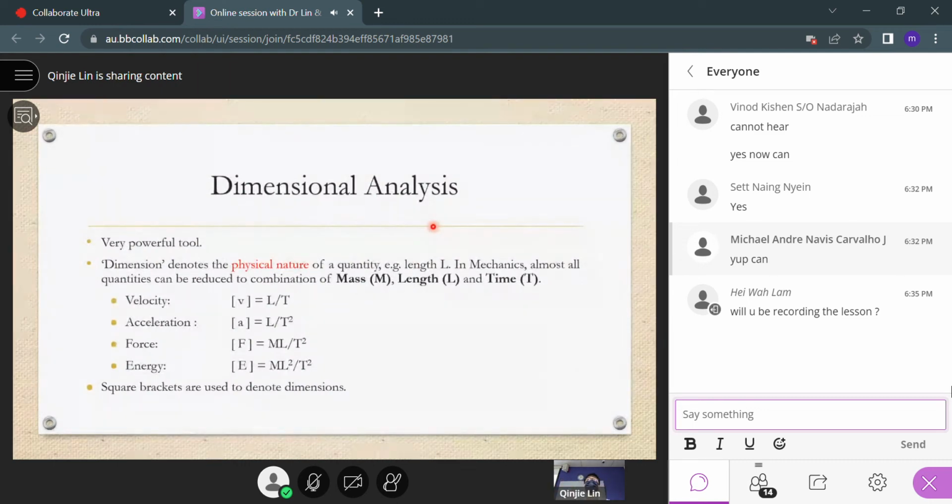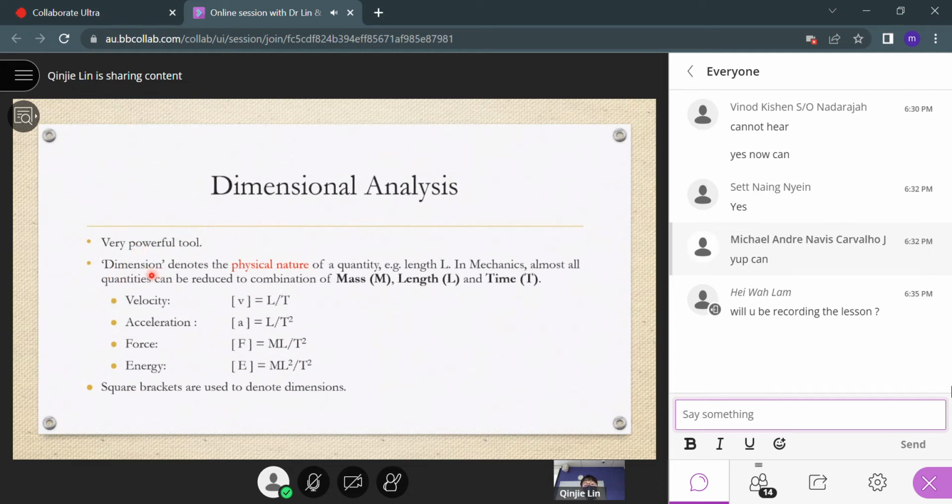Any questions? If not, then in this first topic, this will be the only new thing that most of you would probably not have come across. Dimensional analysis is a very powerful tool in mathematics and physics for us to check whether our equations make sense or not.